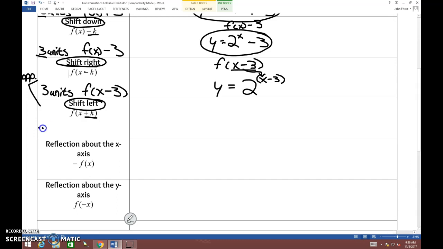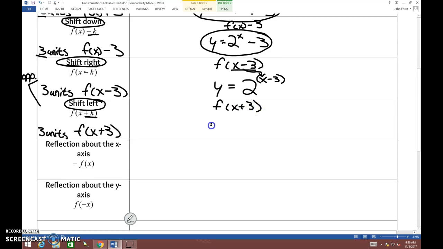So let's stay with the same one, 3 units. For 3 units, we're going to add that amount to it. So here we're going to have f of x plus 3. So we're adding that amount to it. In this case, same concept, our rule is f of x plus 3 to move it to the left.